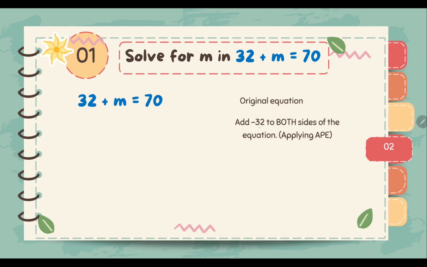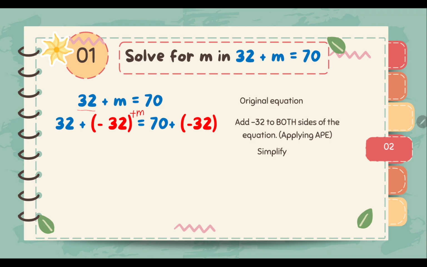What is that number that we are going to add to both sides of the equation? It's negative 32. How did we get negative 32? It's the additive inverse of 32. So we do that. We say 32 plus negative 32. All right, I forgot to write there the m. So plus m is equal to 70 plus negative 32.